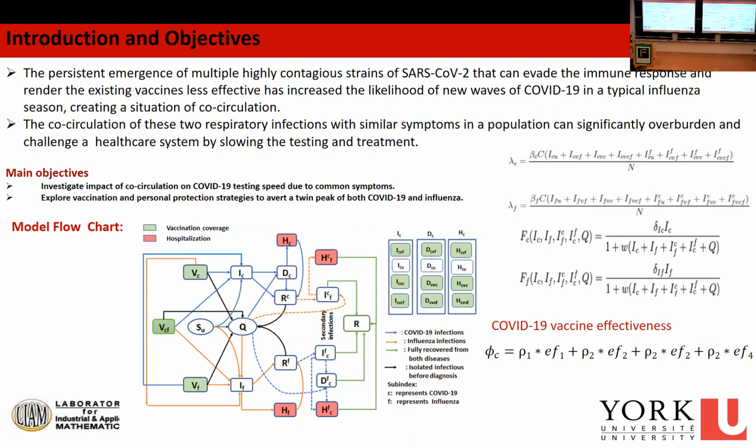So this is our deterministic model in which we have started from the 4 susceptible classes: vaccinated with COVID, vaccinated with COVID and flu, vaccinated with flu, and those which are unvaccinated. So these are the 4 susceptible classes because the vaccines of both diseases are imperfect.